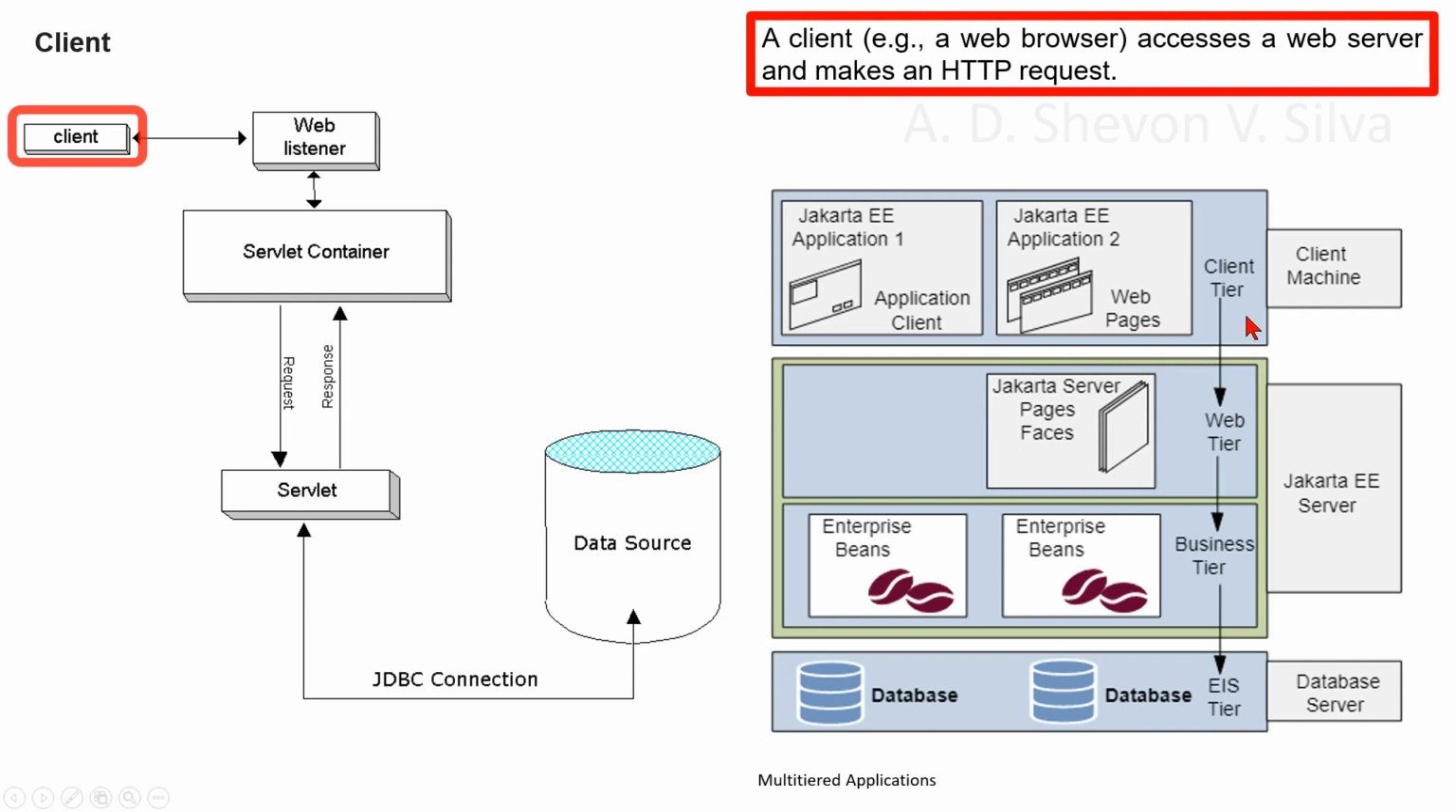Jakarta EE clients. A Jakarta EE client is usually either a web client or an application client. A web client consists of two parts: dynamic web pages containing various types of markup language, HTML, XML, and so on, which are generated by web components running in the web tier, and a web browser, which renders the pages received from the server.